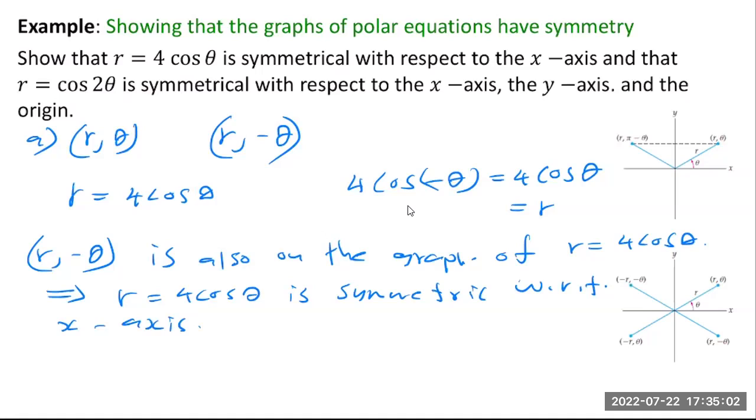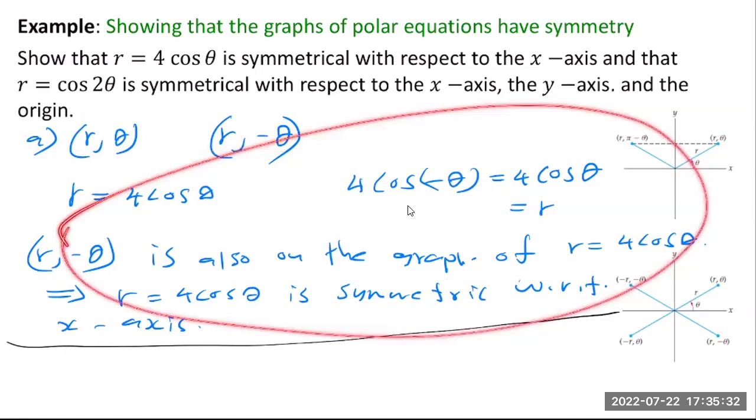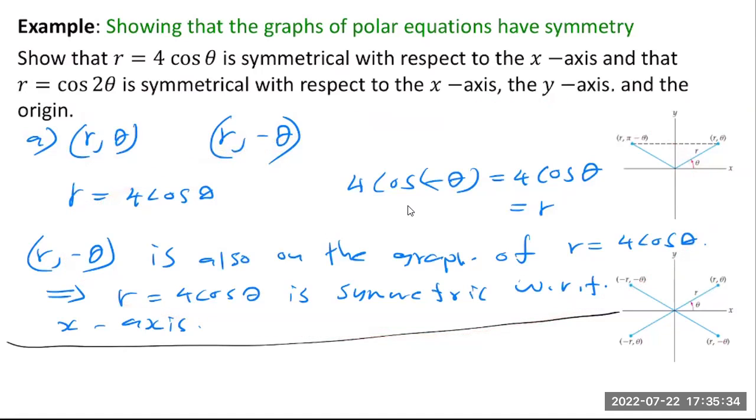Let's move on to the second part. What do we have to show in the second part? In the second part, you have to show that this graph is symmetric with respect to the x-axis, y-axis, and the origin. By following a similar argument as in the first part, you can show that this graph is also symmetric with respect to the x-axis. Basically, you show that for any given point r comma theta on the graph, r comma minus theta is also on the same graph by following exactly the same procedure. I'll leave that as an exercise.